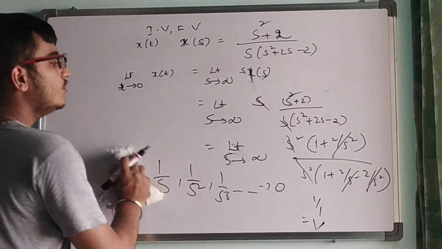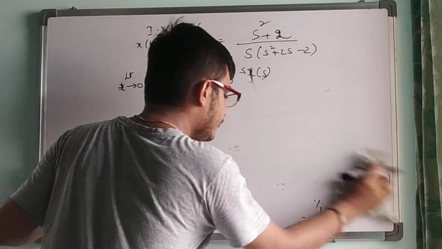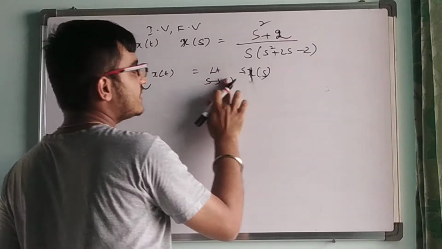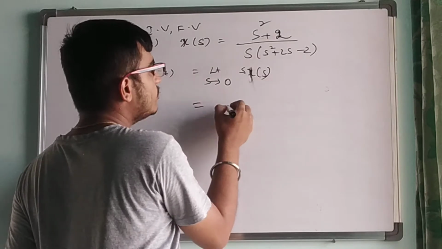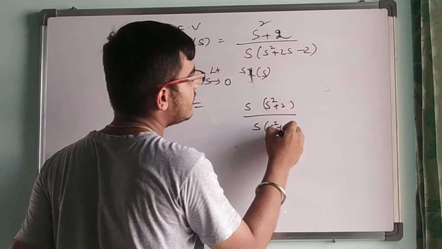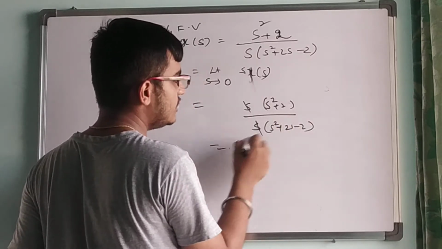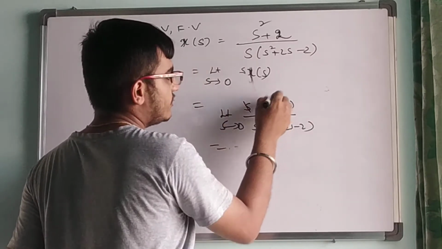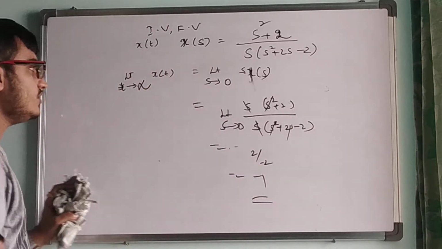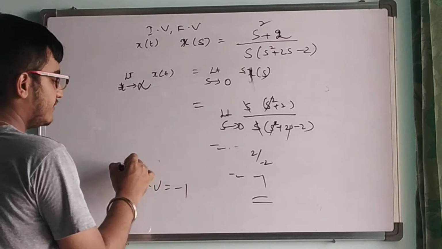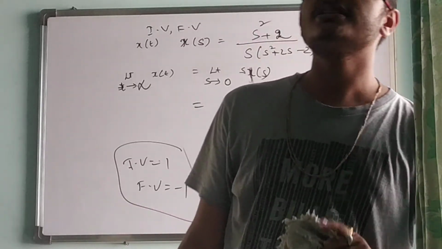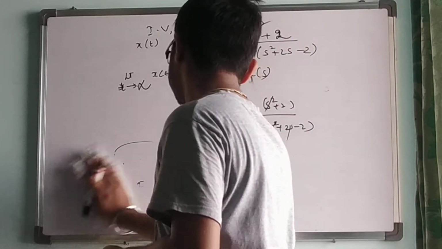Now for the final value you have to do the same thing, but final value means t is equal to infinity, so s will tend to 0. So s into (s + 2) by s into (s square + 2s - 2), again s gets cancelled. So limit s tends to 0, you get 2 by minus 2, which is minus 1. So the final value is minus 1, and the initial value is 1. So this is how you apply the initial value and final value theorems.